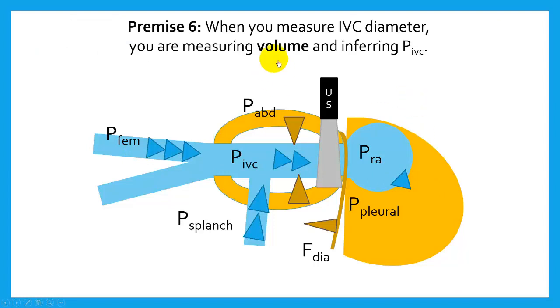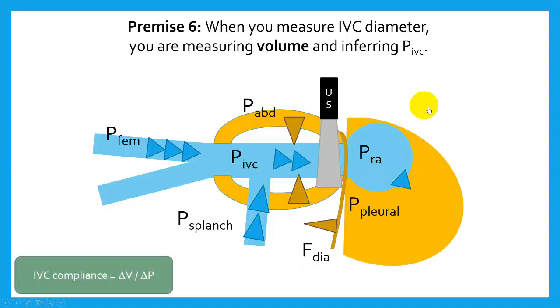Okay, moving along, here's the next premise. When you measure IVC diameter, you are measuring volume and inferring the pressure, right? So when you're looking at this with an ultrasound beam, you're doing a volumetric assessment. You're looking at the diameter at a minimum, right? And that diameter is reflecting a volume of the IVC, not a pressure in the IVC. And now we know how volumes and pressures are related. We are ICU doctors, we do this all the time.